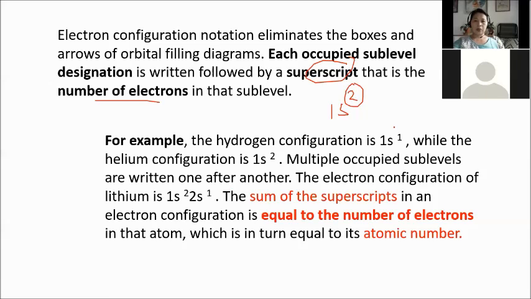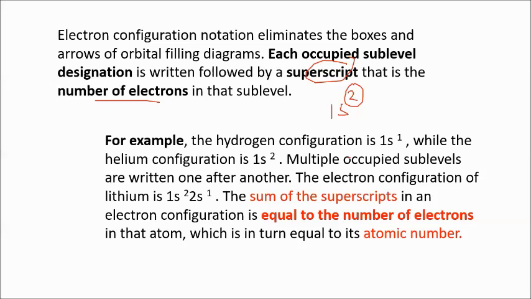For example, we have the hydrogen configuration. The hydrogen configuration is 1s1, because the atomic number Z of hydrogen is 1. That is all we distribute in the electron configuration, no? 1s1. This 1 is the Z, the number of electrons of hydrogen. While helium, with Z equal to 2, has the configuration 1s2.